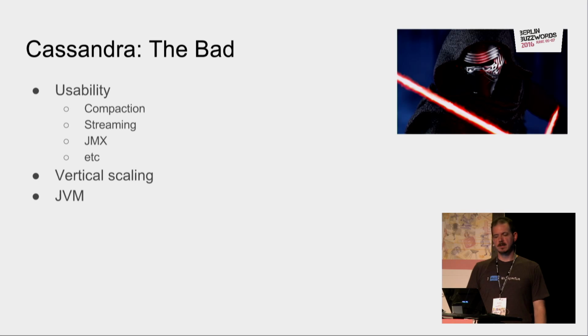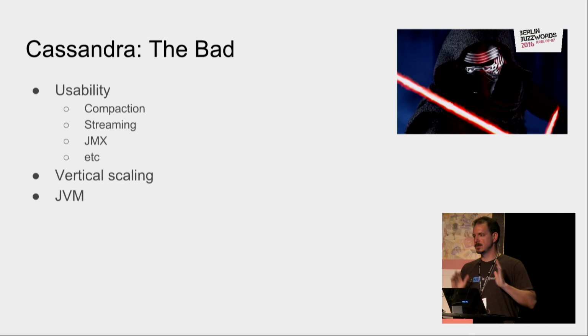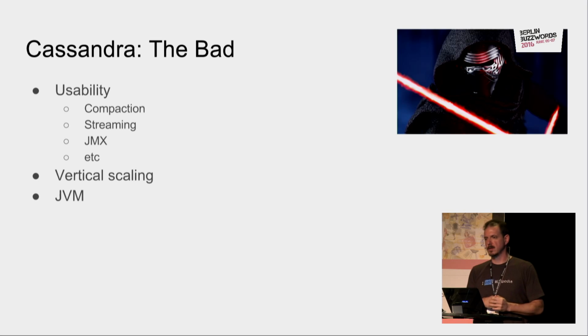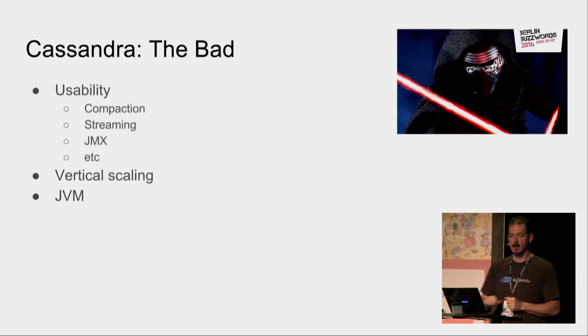And then, as I mentioned, the vertical scaling story is just awful. We run 16 core machines with 128 gigs of memory and 5 terabytes of disk space. And we simply cannot fully utilize that hardware in a good way, in a performant way, where we're forced to run more than one Cassandra process on the machine just to be able to fully utilize that hardware.